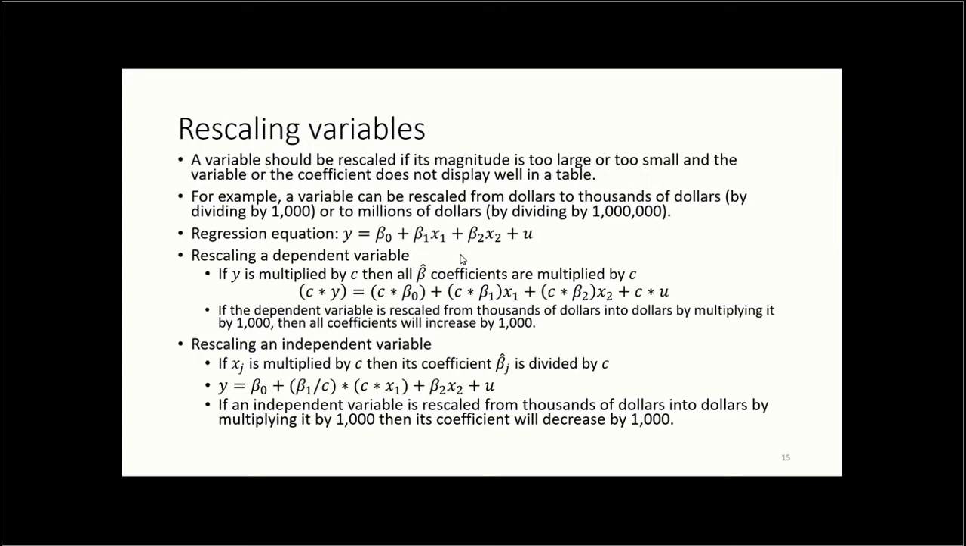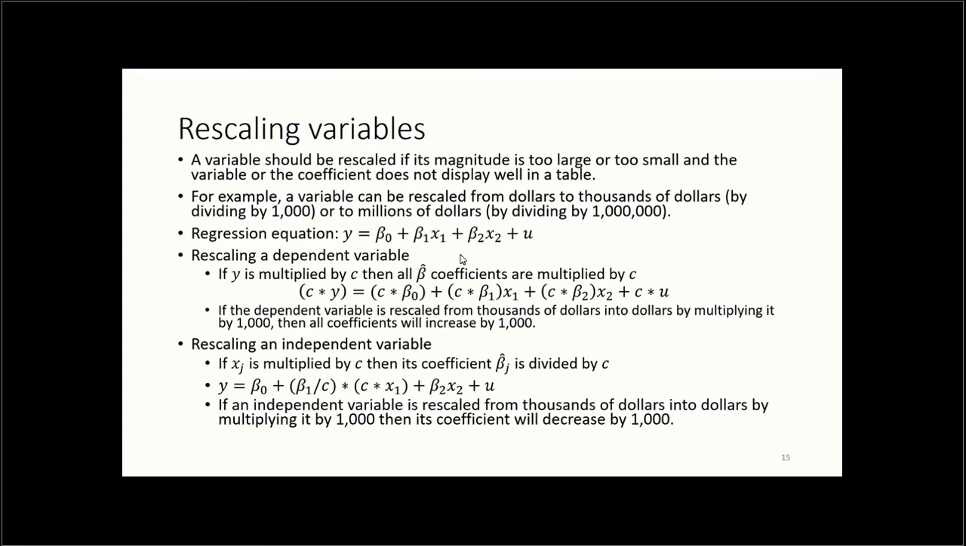So shifting gears, let's talk about what happens when we rescale variables. This is optional. It doesn't have to happen, but it is typically nice to rescale a variable if its magnitude is too large or too small and the coefficient does not display well in a table. It does not affect the results of the regression; it's simply for readability and presentation's sake.